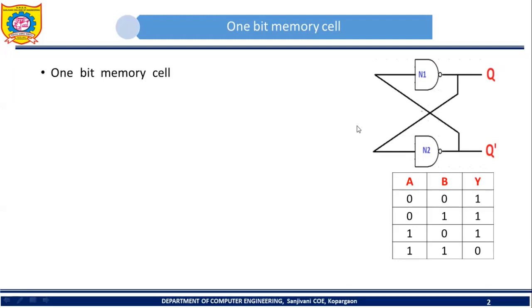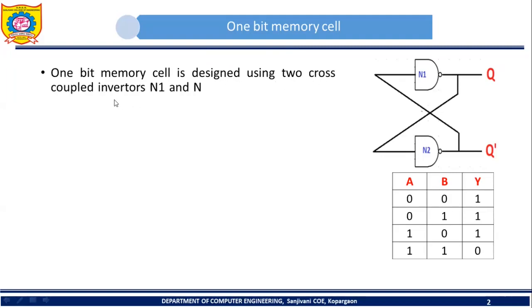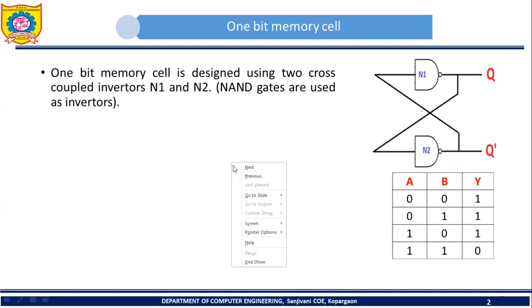Now, the 1-bit memory cell is designed using two cross-coupled inverters, N1 and N2. Here, NAND gates are used as inverters. So please try to understand how we can design a 1-bit memory cell. In order to design a 1-bit memory cell, we will require two cross-coupled inverters. You can see in this diagram two inverters, one is N1 and the second one is N2.